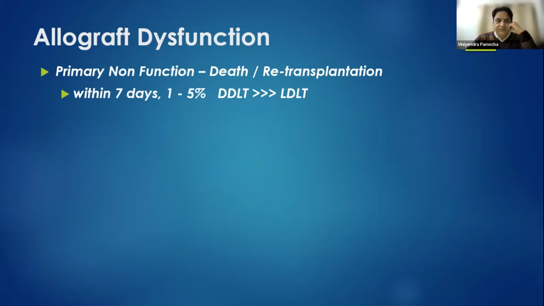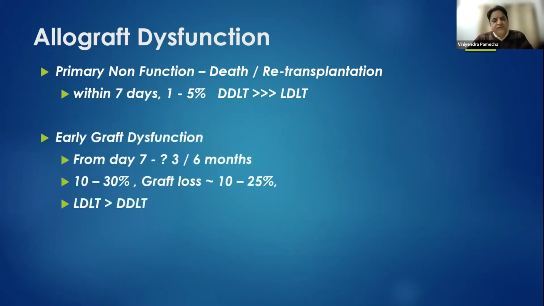Then early graft dysfunction is basically defined from day 7 to maybe 3 or 6 months. The incidence is about 10 to 30%, and it is associated with a graft loss of around 10 to 25%. So the mortality is somewhere between 10 to 25% in this group of patients. It is more commonly seen in live donor liver transplantation than in cadaveric transplant.